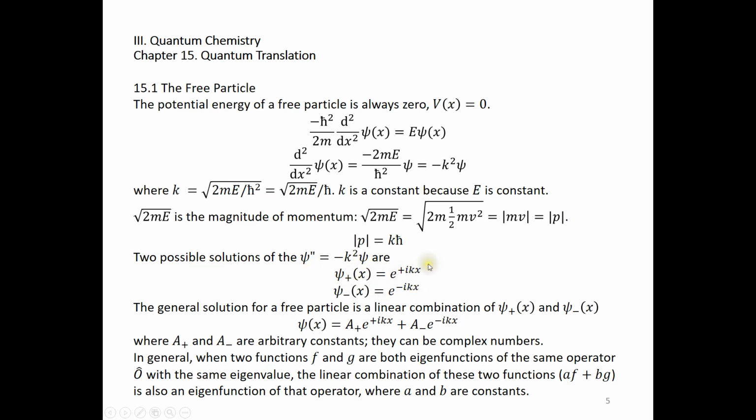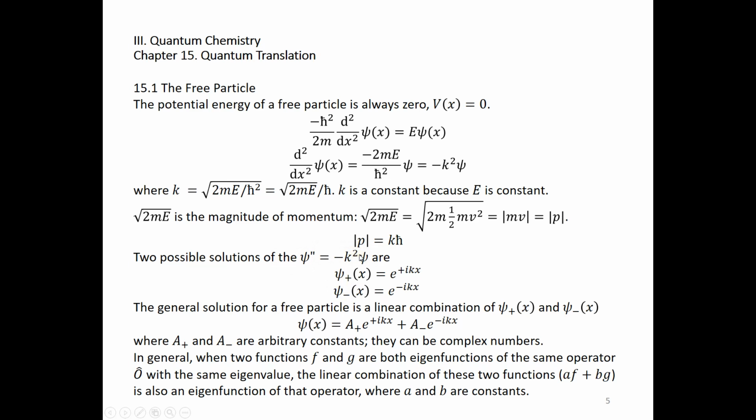We can take the second derivative of e to the power of plus ikx. We will get plus ik times this exponential function. And of course, plus ik times plus ik is negative k squared. We can also take the second derivative of e to the power of negative ikx. We'll get negative ik times this e to the power of negative ikx. And of course, negative ik times negative ik is also negative k squared. So we just verified that psi plus and psi minus are both legitimate solutions to this differential equation.